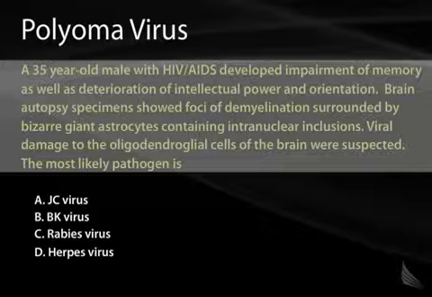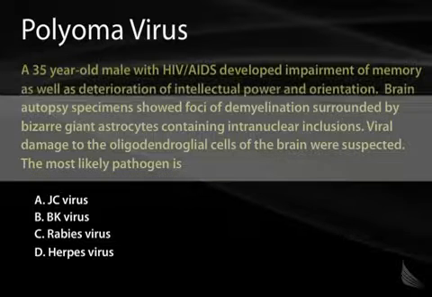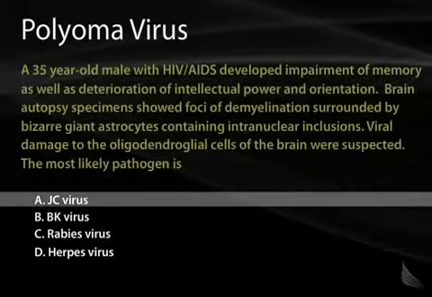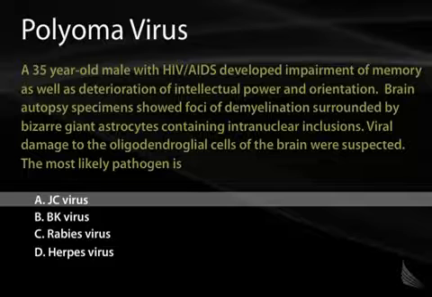So again, this is just what we talked about. BK virus affects immunocompromised people. It causes problems with the kidneys, hemorrhagic cystitis, and tubulointerstitial nephritis. Whereas the JC virus is going to be your HIV/AIDS immunocompromised patient, and they're going to have PML, or progressive multifocal leukoencephalopathy. And the answer is A.